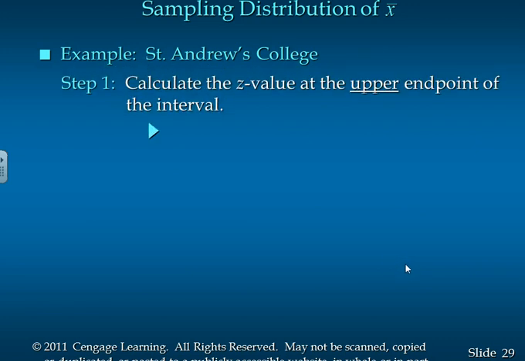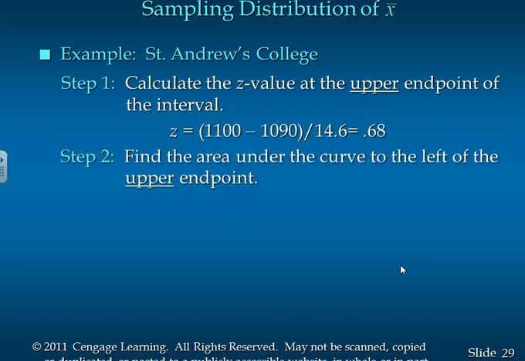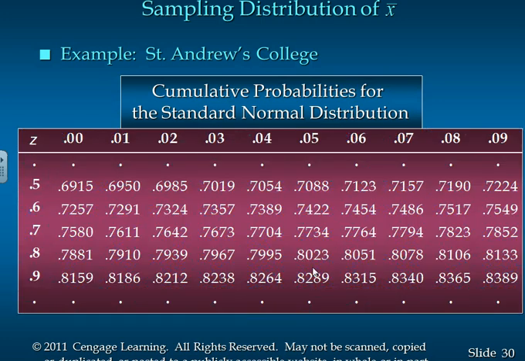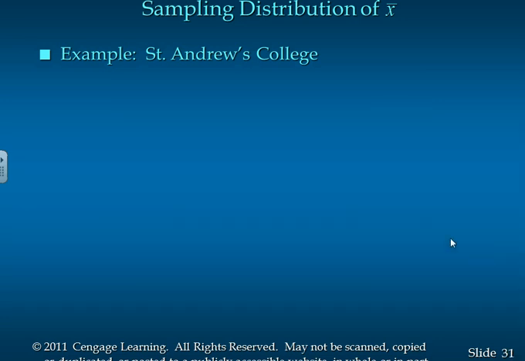Calculate the z-values at the upper end. There's my z-values. Find the area under the curve to the left of the upper limit. Isn't that nice? So you go back to z-values, the cumulative probabilities of the standard normal distribution. All right. Z-value 0.68 gives me 0.757. Time to open the back of my book again.